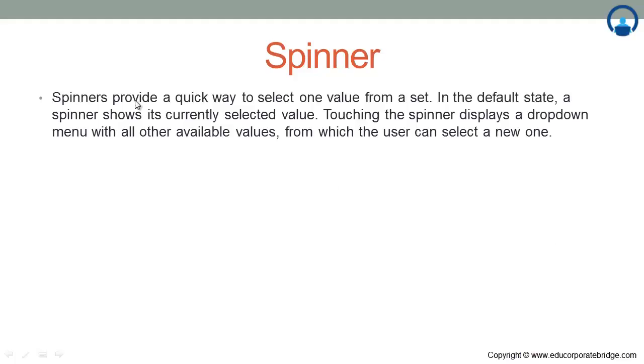And as the definition says, spinners provide a quick way to select one value from a set, and in the default state, a spinner shows its currently selected value. So by default, whatever the first value or currently selected value is will be shown. And touching the spinner displays a drop down menu with all the available values from which the user can select a new one. When you click that, a drop down will appear and you can select any value from that.